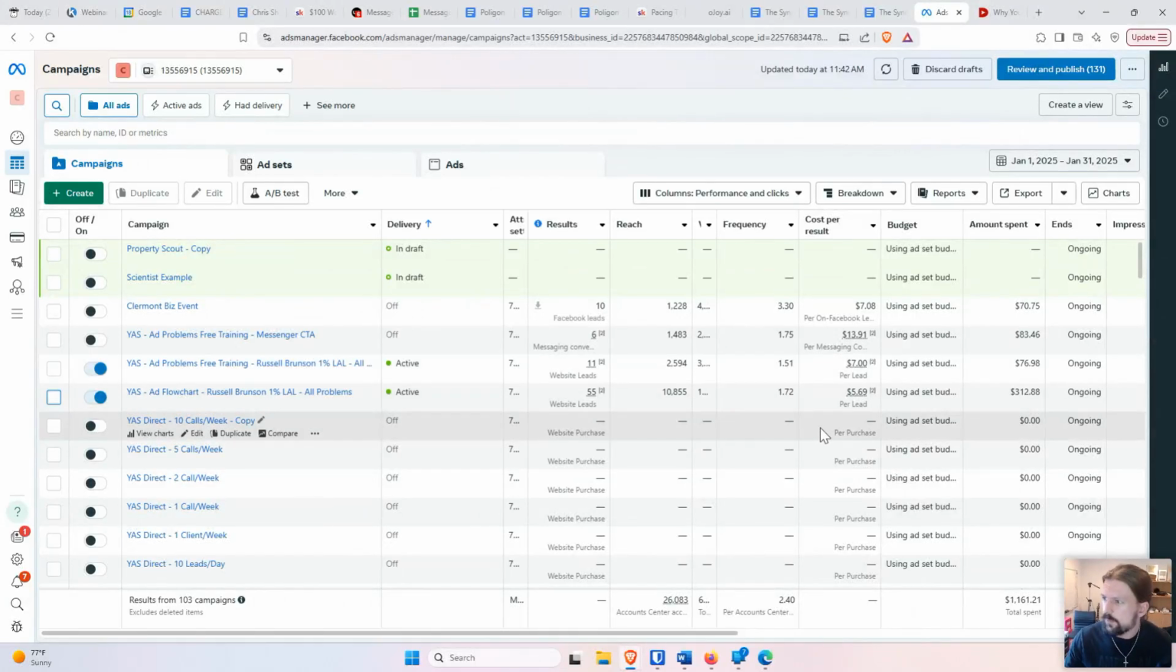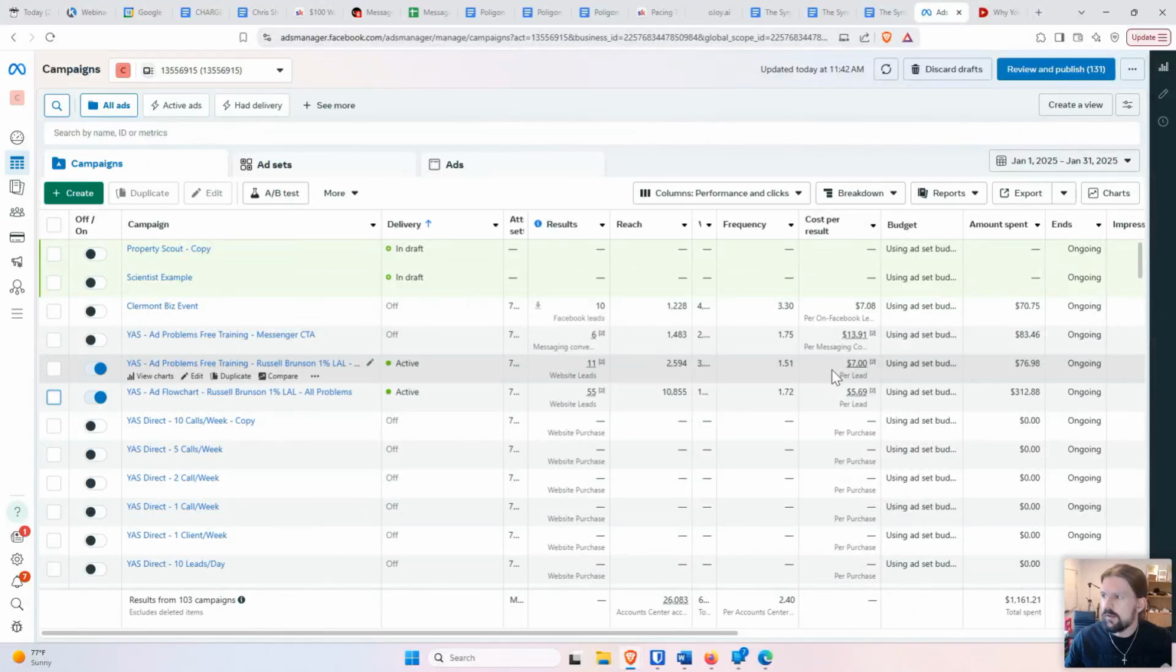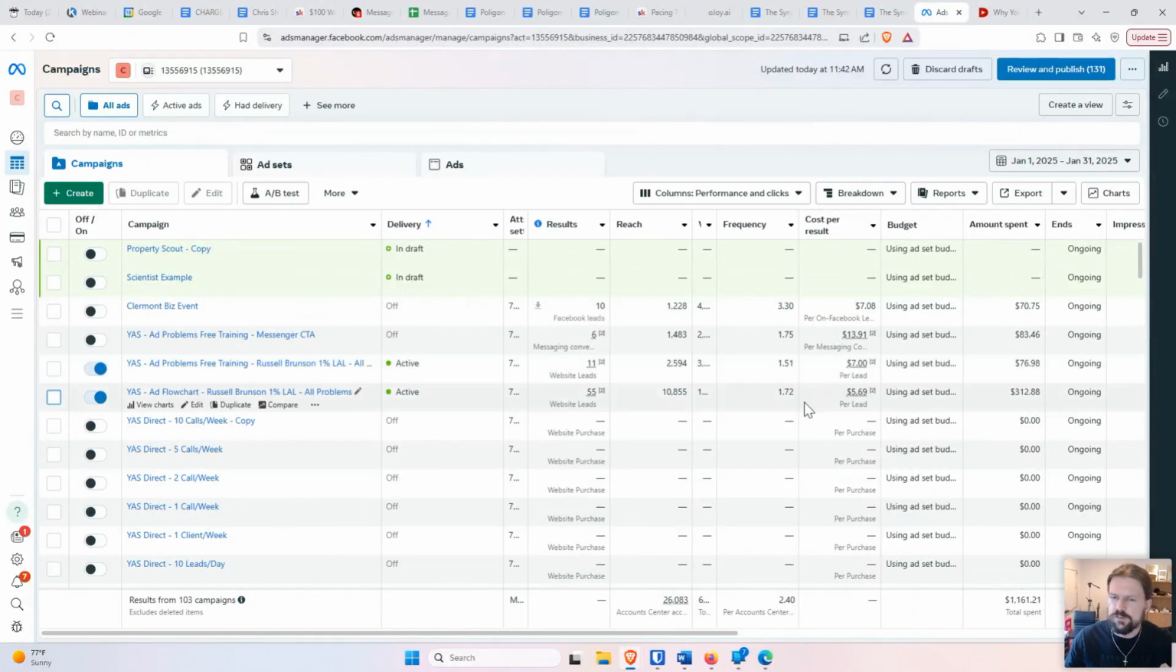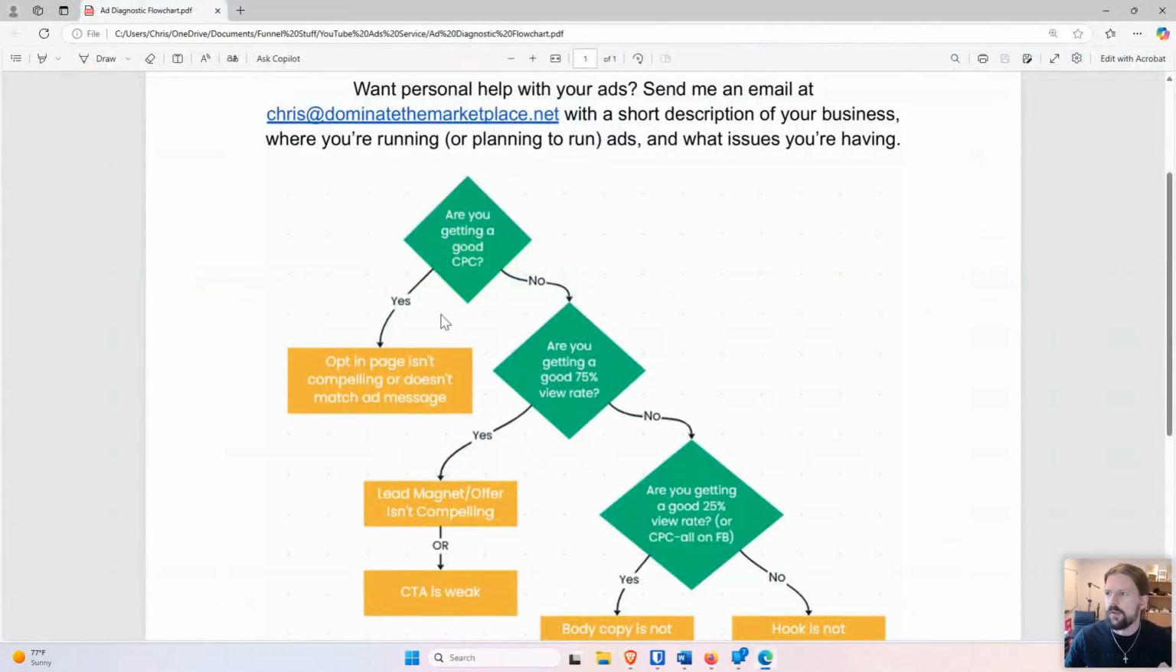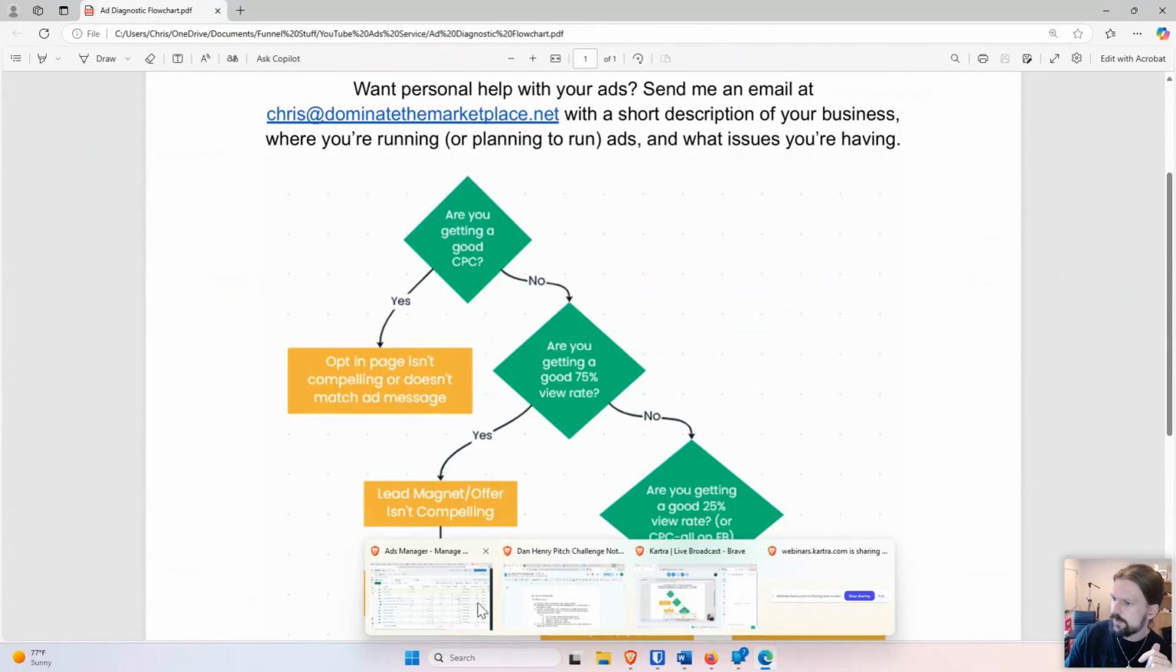But once you have something to compare it against, and you know that this is not good compared to what it should be, then you can get into this flow chart. So you're not getting a good cost per lead, right? That's where we're starting. And then, are you getting a good cost per click? And when I'm talking about Facebook specifically, I mean a link click, right? Because there are different types of clicks on Facebook.